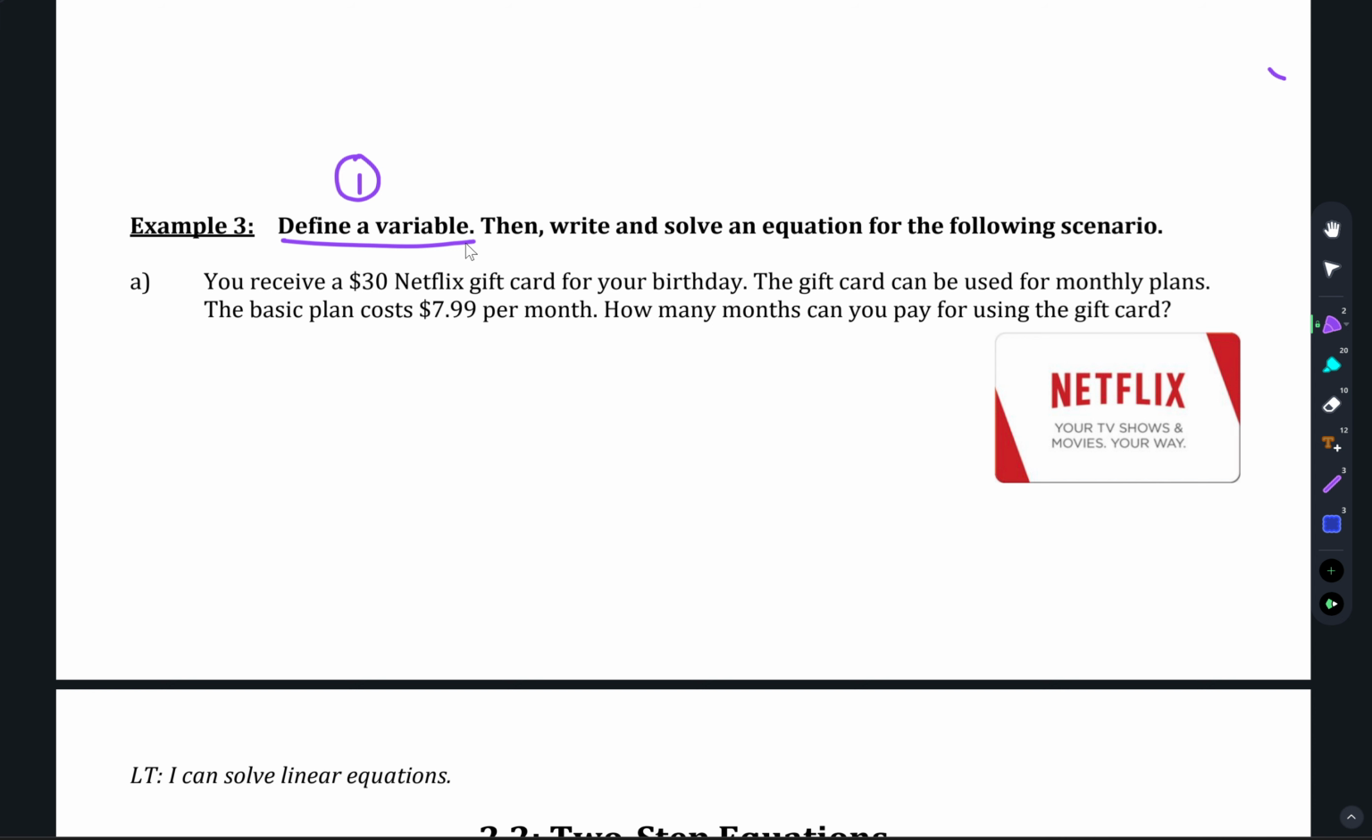What is the variable here? What is the thing that we don't know? Jacob. Perfect. So let's pick a letter. I'm going to pick M for number of months.